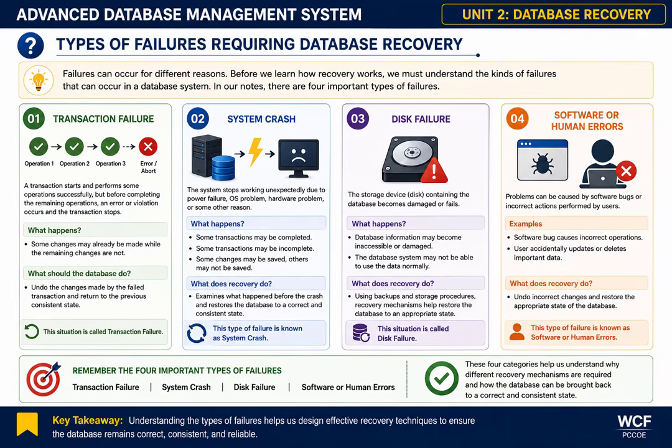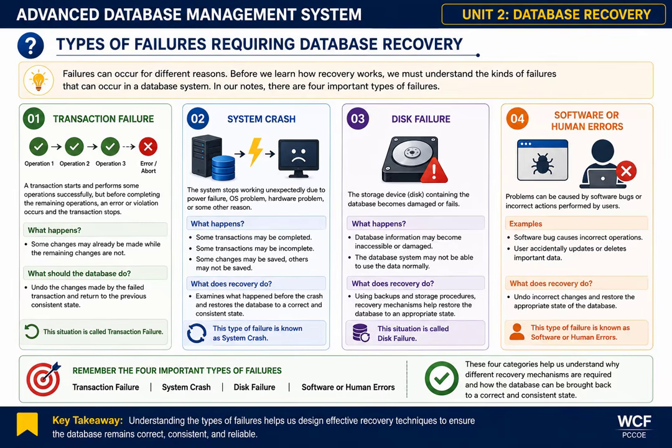Not every database problem is caused by hardware. Sometimes the problem can be caused by software, or even by an incorrect action performed by a user. For example, a software bug may cause incorrect database operations. Similarly, a user might accidentally update or delete information that should not have been changed. In such situations, the database may need to recover from the incorrect changes and restore the appropriate state. So students, at this point, remember the 4 important types of failures that we have discussed: transaction failure, system crash, disk failure, and software or human errors. These 4 categories will help us understand why different recovery mechanisms are required.